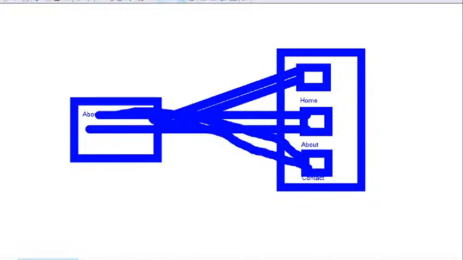Means in this scenario, every time a request goes to the server, it takes some time. The user needs to wait to get the next page. So that's why they introduced one concept, that is the single page application concept. We can also call it the routing concept. What is the benefit of this routing concept?